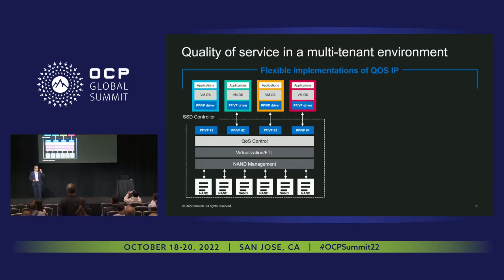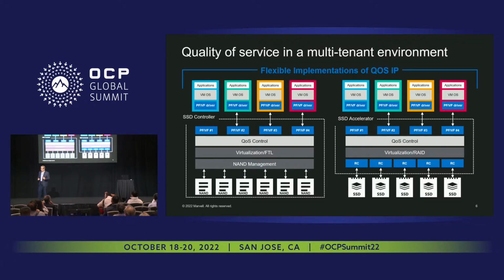Another area that is important is quality of service in multi-tenant environments and also in virtualization. So in this example here, we show an SSD controller that can handle multiple tenants concurrently and protect the data from each of the different tenants themselves. Now you could do this inside the SSD controller itself, or you could actually put it inside of an accelerator that sits between the host OS and the SSDs. So you can accomplish this one of two ways.